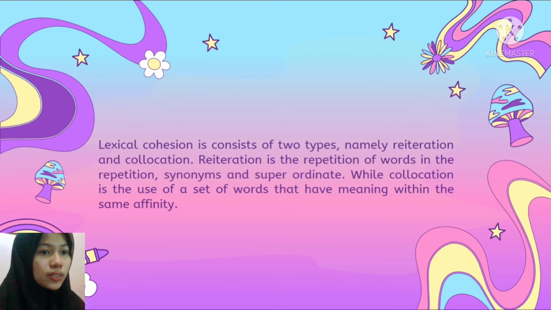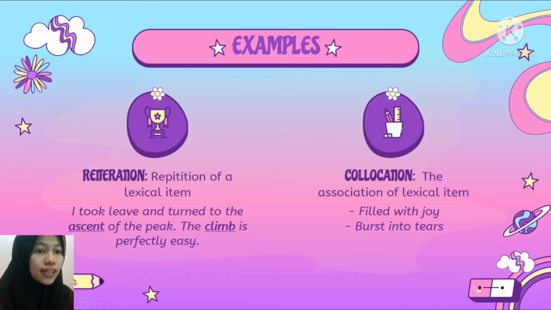Lexical cohesion consists of two types, namely reiteration and collocation. Reiteration is the repetition of words, synonyms, and superordinates, while collocation is the use of a set of words that have meaning within the same affinity. Examples: reiteration, repetition of a lexical item. For example: I took leave and turned to the ascent of the peak. The climb is perfectly easy. So here there is repetition for ascent and climb.